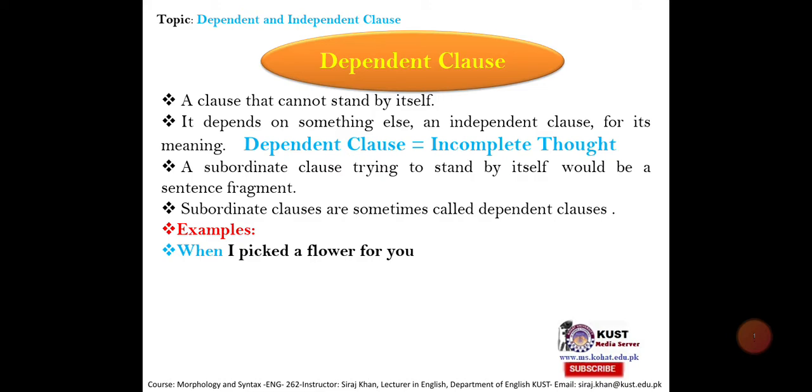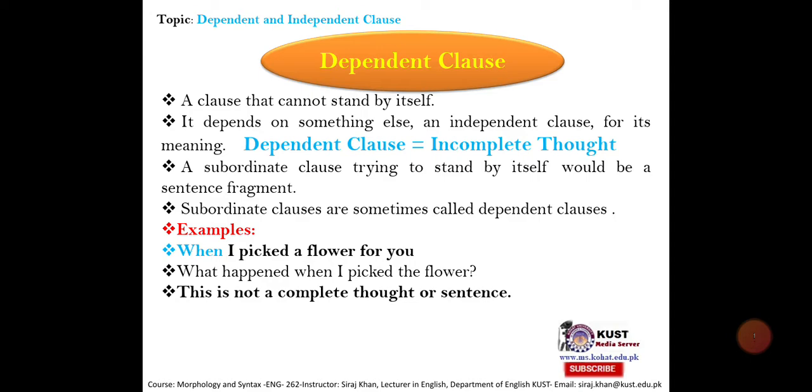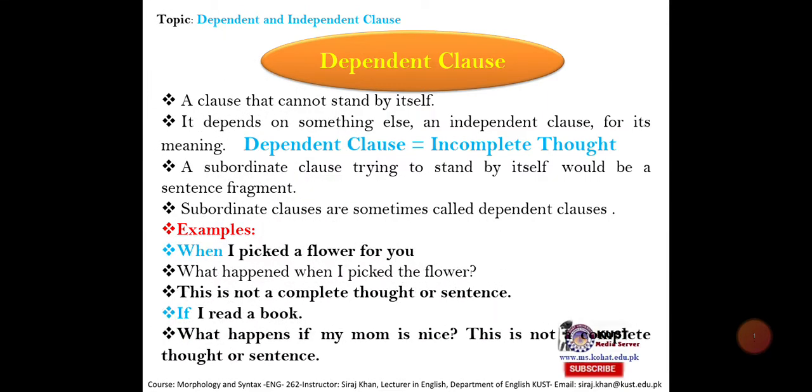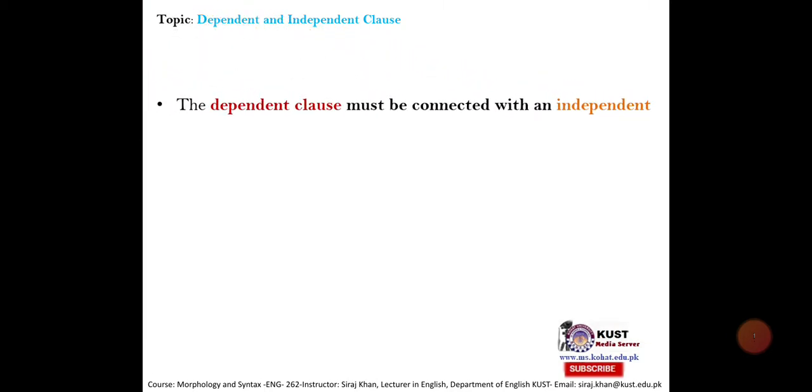When I picked a flower for you, what happened when I picked the flower? This is not a complete thought or sentence. If I read a book, what happens if my mom is nice? This is not a complete thought or sentence. The dependent clause must be connected with an independent clause to make a complete sentence.